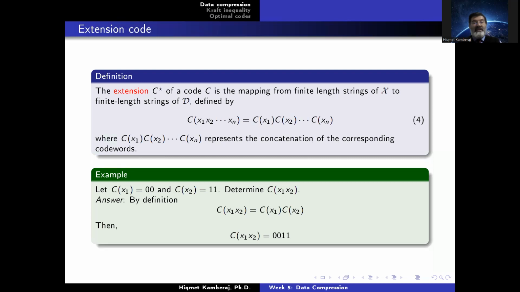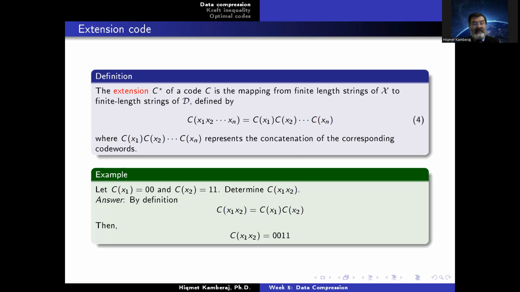Another definition is the extension code. The extension code C star of a code C is the mapping from finite length strings of chi to finite length strings of D, defined as follows. C of x1, x2, and so on to xn is C of x1, C of x2, and so on to C of xn. Here, C of x1, C of x2, C of xn represent the concatenation of the corresponding code words.